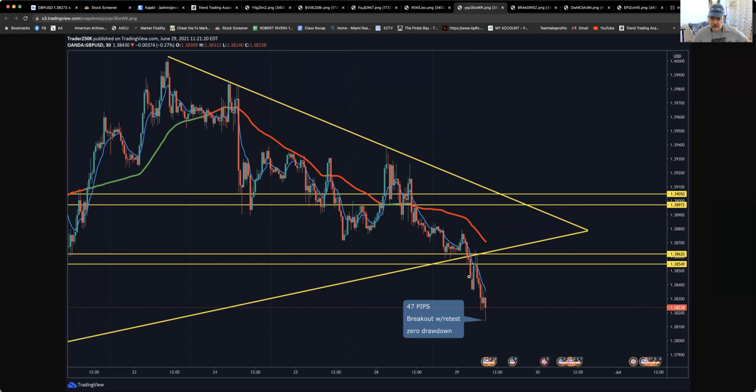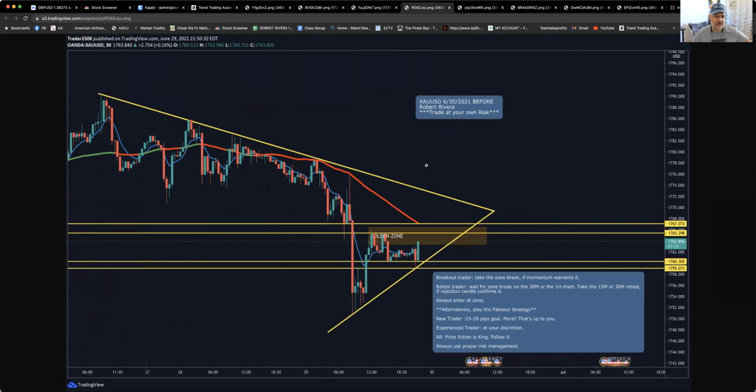It broke out, came back, retested, and dropped. Clean, clean, clean action. 47 pips, breakout with retest, 0 drawdown. Very, very nice action on that one. Okay. Next, we have gold on another beautiful wedge. Okay, this is very nice. Touch, rejection, touch, rejection, touch, rejection, drop really hard, comes back, golden zone. Okay, we have the zone, we have the price zone, and we have the golden zone.